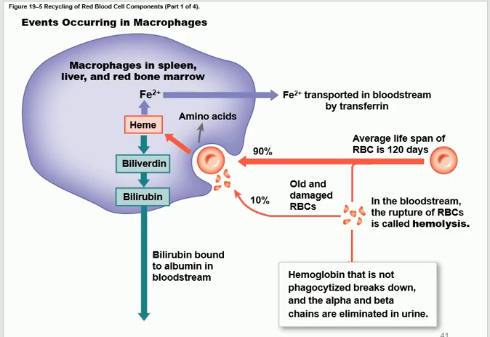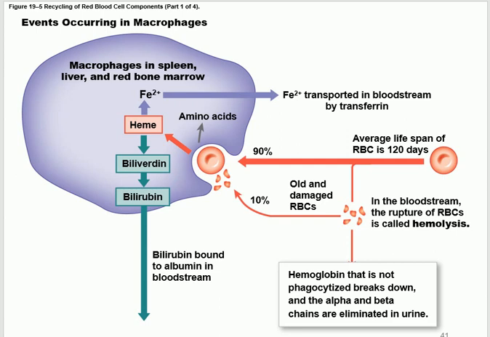So here is the whole thing. Here are the red blood cells, 120 days, and we send them to the, what are the two organs that break it down? It's actually three, but this is more important. Liver and spleen. In the liver and spleen, we have macrophages. They're going to eat it, break it down. Hemoglobin. What do we get out of the heme? Iron. And what do we get from the globin? The amino acids. And we send it back to the bone marrow to reuse.